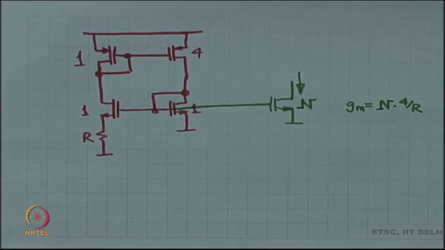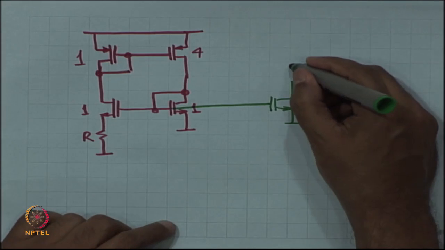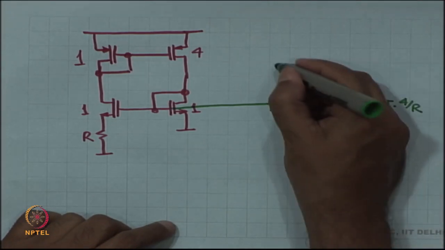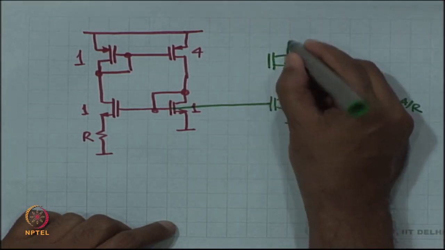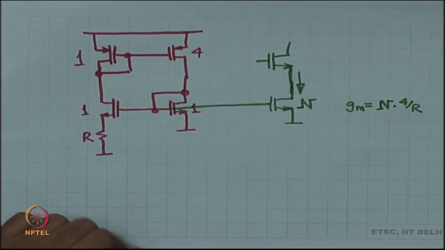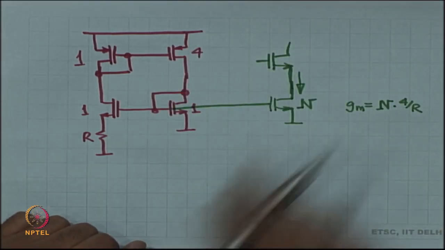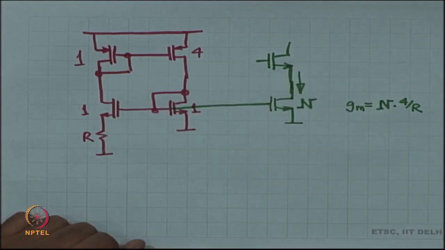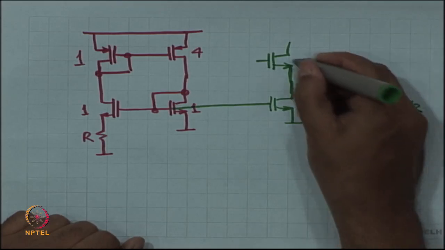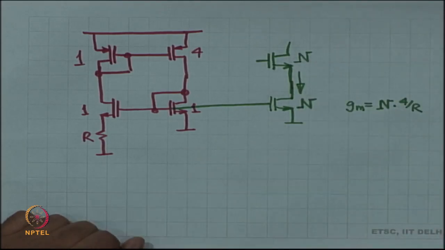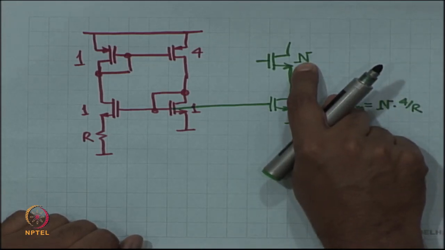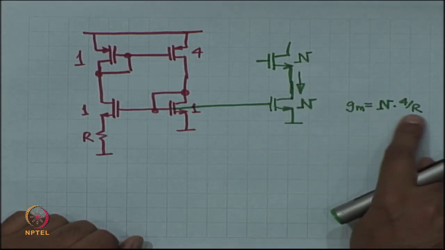Okay. So, this is a way to fix the GM of individual components in the circuit. For example, if I now pull this current through another MOSFET, okay, suppose I draw this current through another MOSFET and that MOSFET also has W by L equal to N. In that case, the GM of this particular MOSFET is also going to be N times 4 by R.